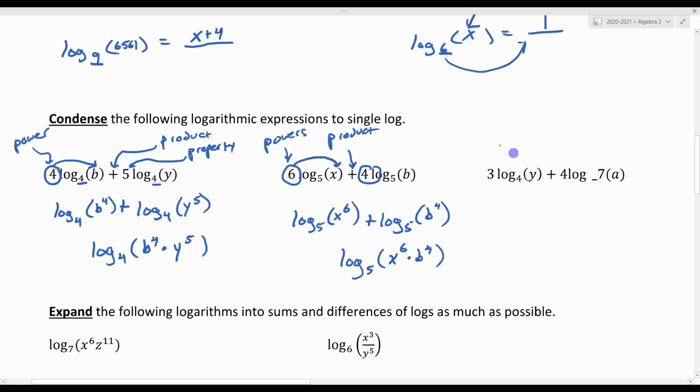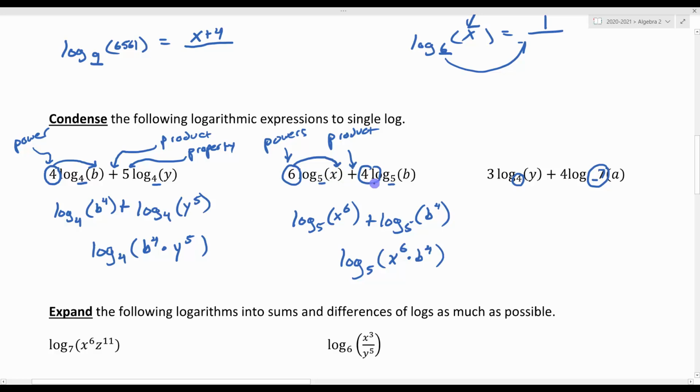All right. One more over here. So I'm just kind of scanning my thing here. And you notice here this is supposed to be a base 7. So this is a base of 7. This one has a base of 4. So that is an issue, right? Because for the product property to work, the bases have to be the same.